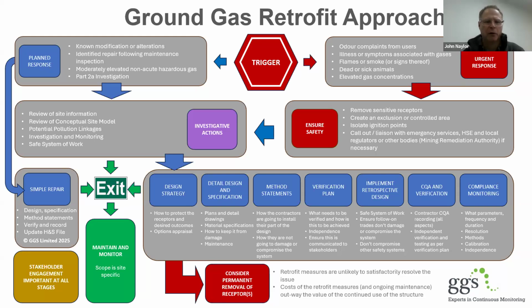Just one thing to really point out at the beginning is that there is a route where you can bypass a lot of the investigative actions to some extent, which is the simple repair process. For instance, that first example I showed you where you just put in, shall we say, a new service route through existing gas protection systems. So you don't really need to go through the whole kit and caboodle. You can just get on with the design and implement that safely.